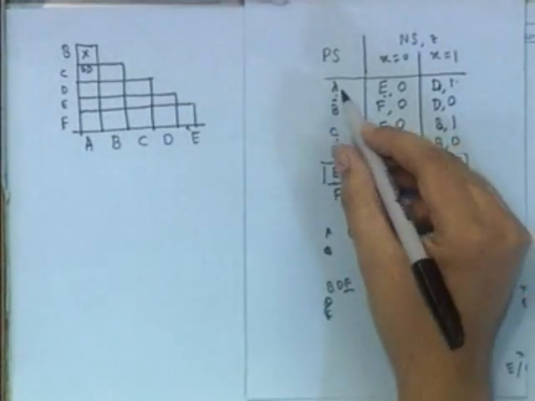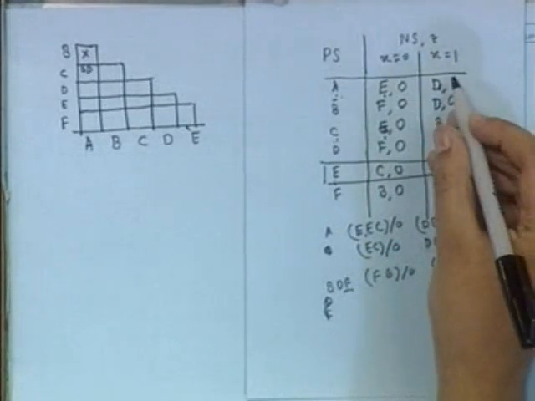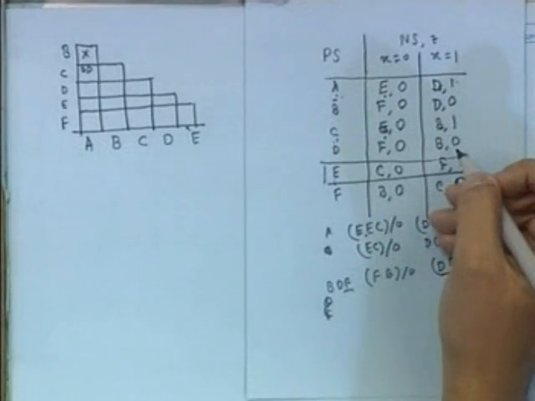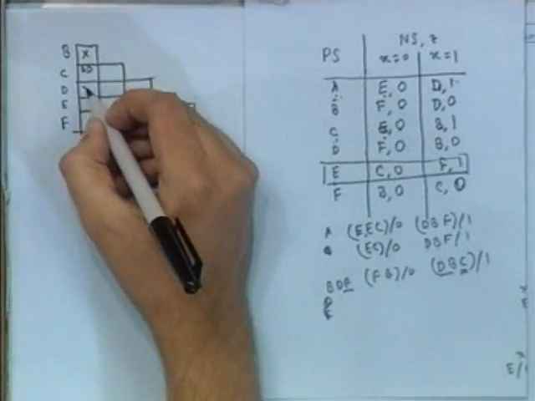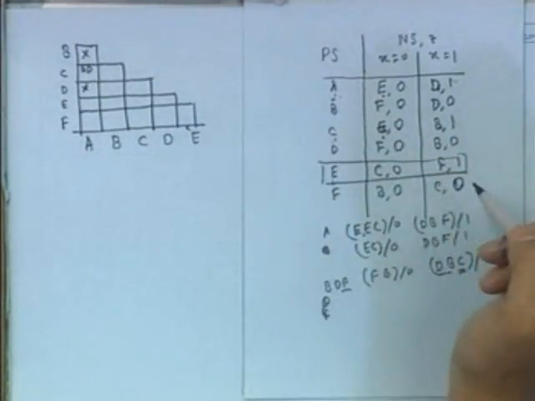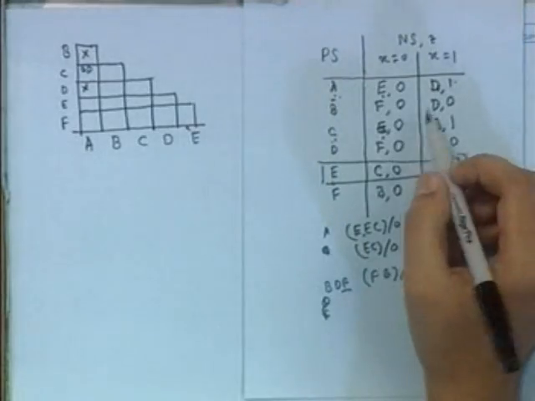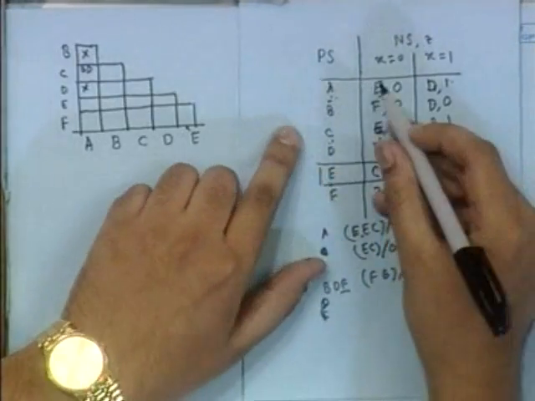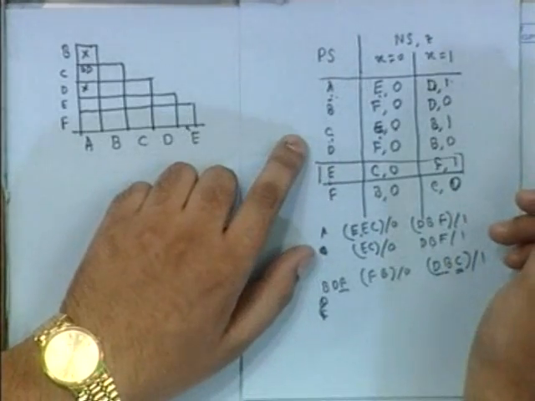Now A and D, are they equivalent? They are not, because they are producing different outputs for the same inputs. Now we will see whether A and E are equivalent or not. A and E will be equivalent if C and E are equivalent and D and F are equivalent. Okay, are you getting it?